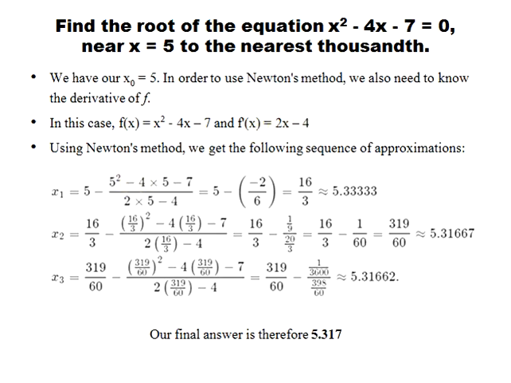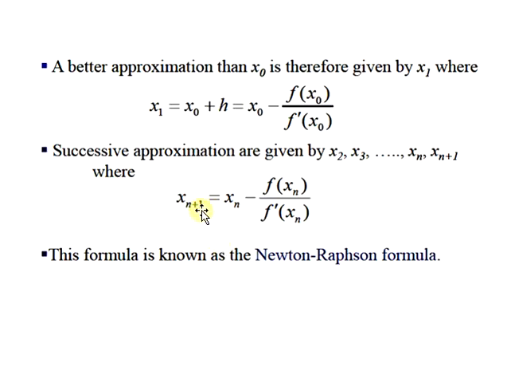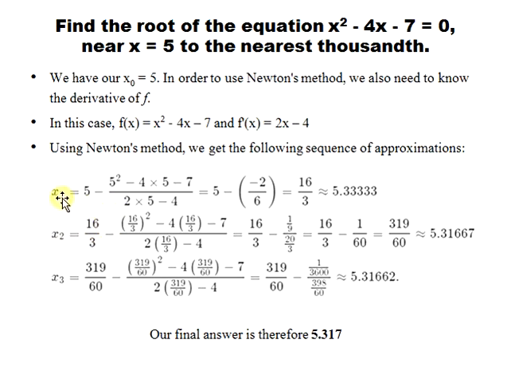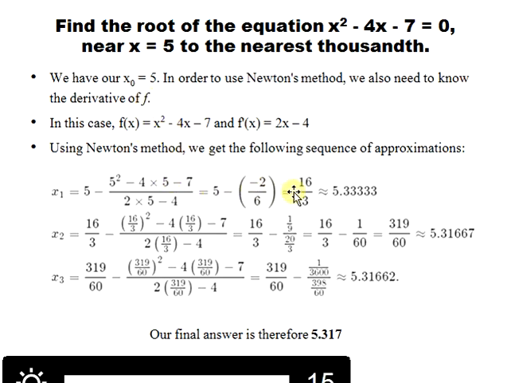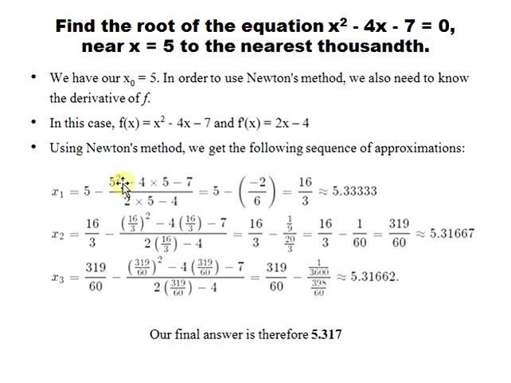Now we use this standard equation, that is xn plus 1 is equal to xn minus f of xn by f dash xn. So that means x1 is equal to x0 minus f of x0 by f dash x0. So f of x0 means f of 5 will be this value. You substitute 5 here, and f dash x0 is f dash 5, that is 2 into 5 minus 4. So you will get this value x1 as 5.33.